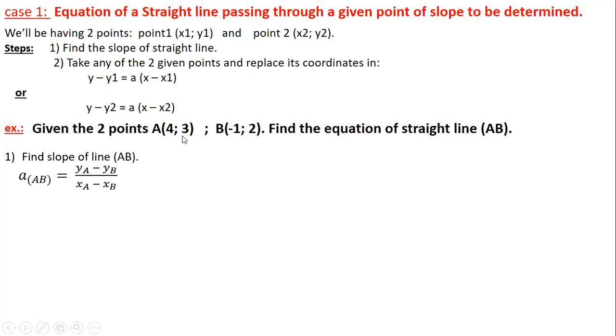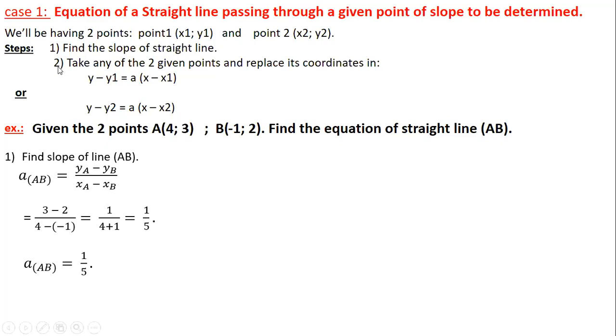Now we replace. YA is 3 minus YB is 2, over XA is 4 minus XB is minus 1. We replace it in parentheses. Now we calculate. 3 minus 2 is 1. 4 minus negative 1: negative times negative is positive, so 5. So 1 over 5 is the slope of line AB. Any question about how we found the slope of straight line AB, guys? No.